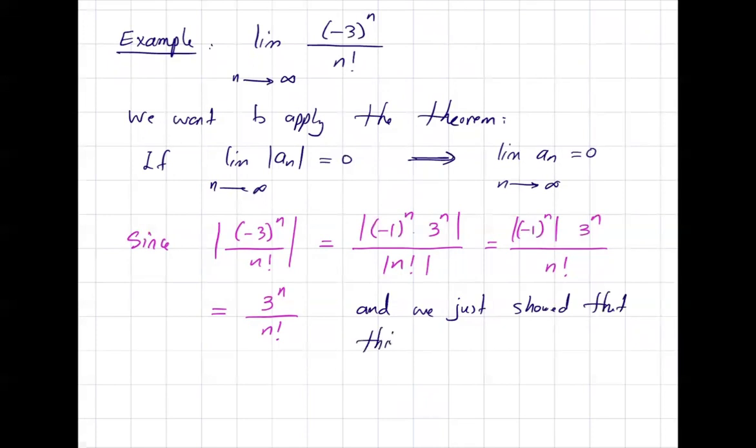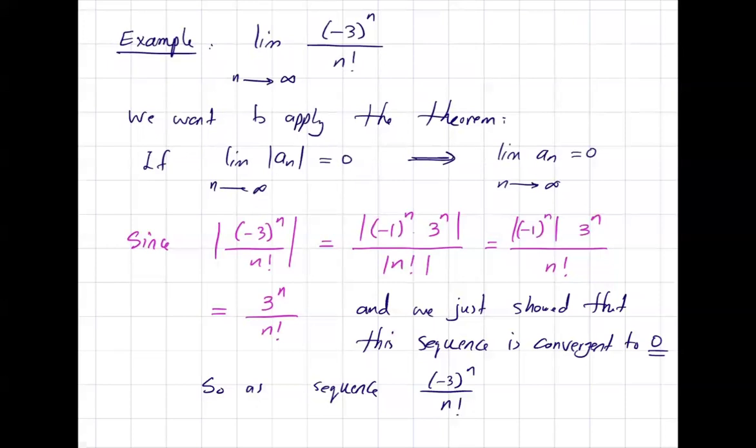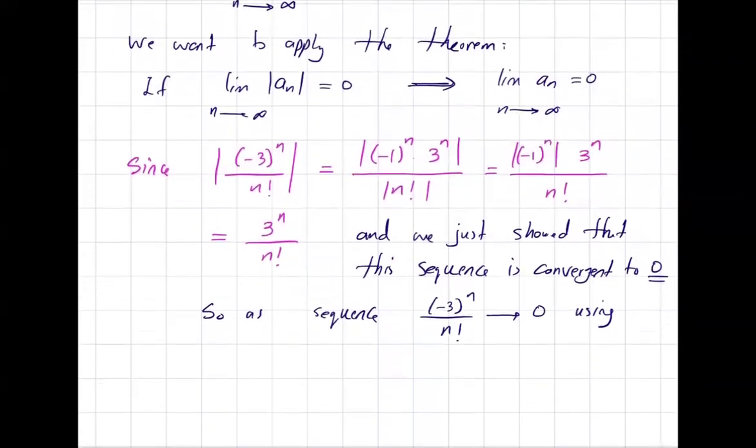This sequence is convergent to 0. So the sequence negative 3 to the power n divided by n factorial is also convergent to 0 by the theorem. It converges to 0 using the theorem above.